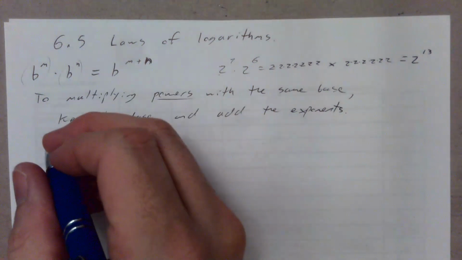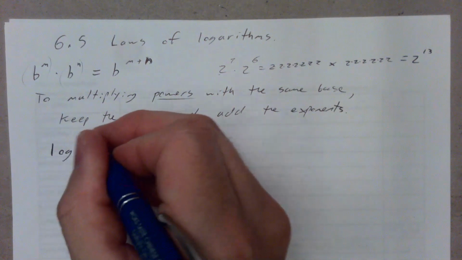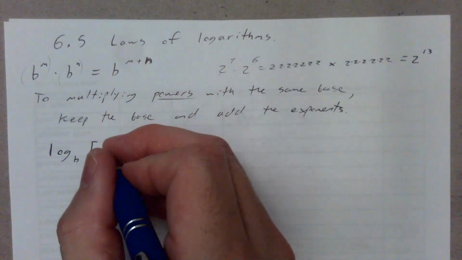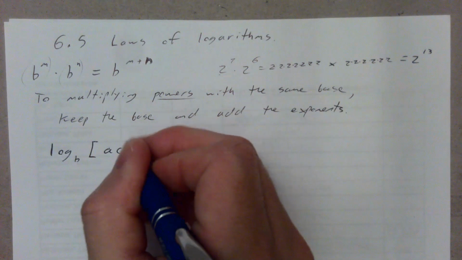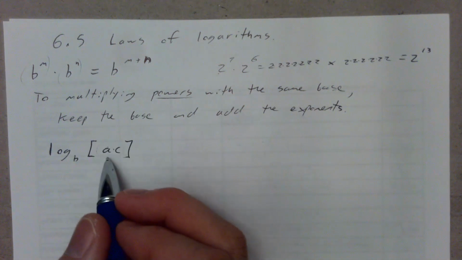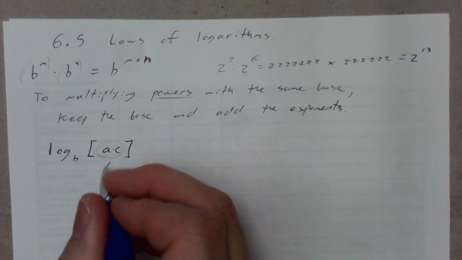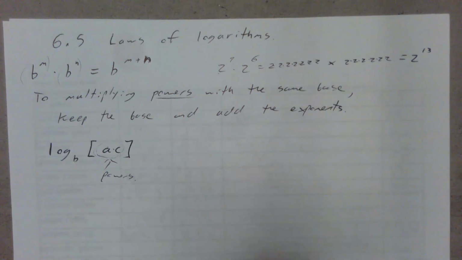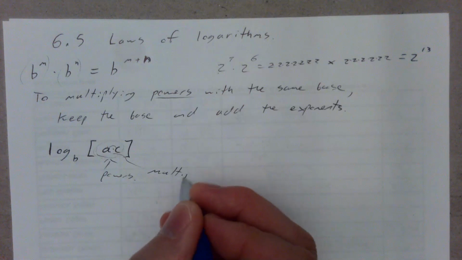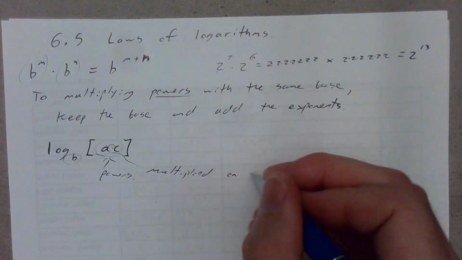So the logarithmic version of this says, if I have, let's call it, I don't want to use m and n because those are exponents up here. Let's call it a and c. So first off, what are a and c? Well, a and c are inputs into a logarithm. And the only thing that I'm allowed to put as inputs into logarithms are powers. Those two powers are being multiplied. And both of those powers are on the same base.